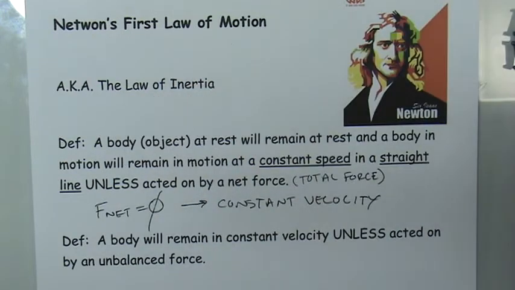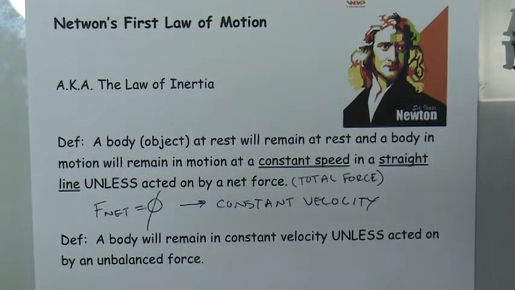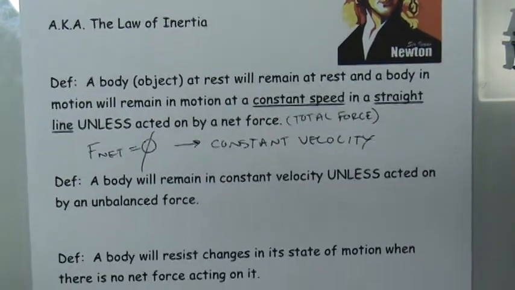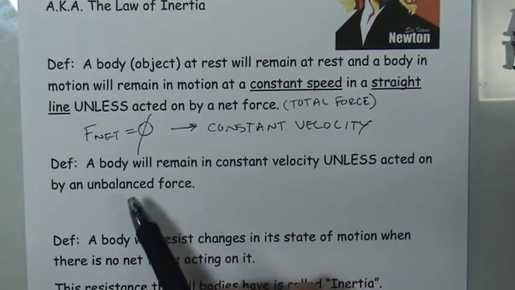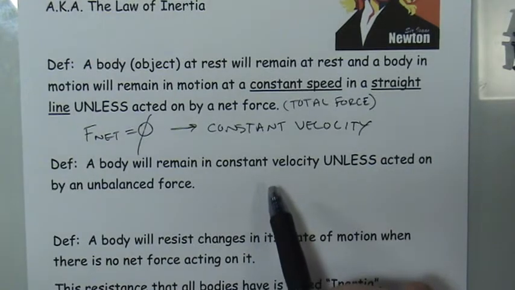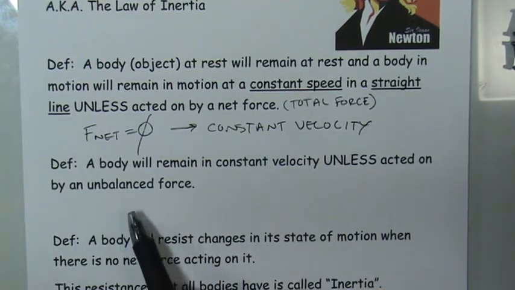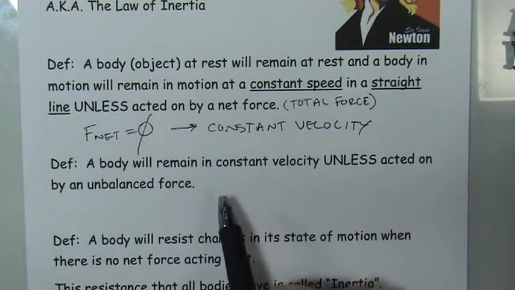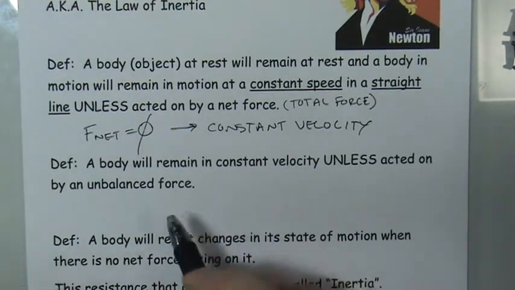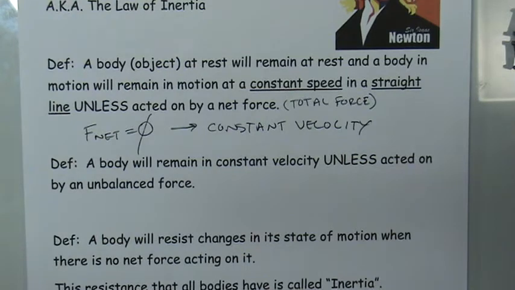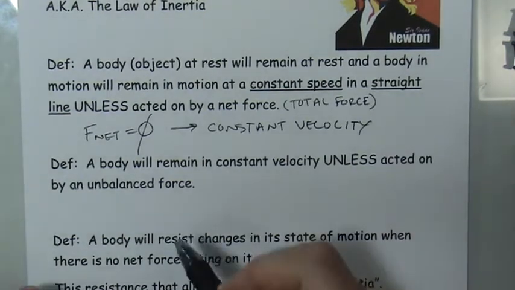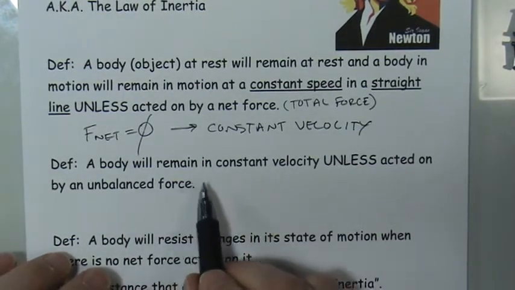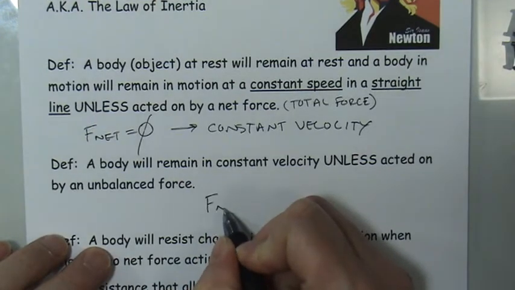So the basic idea behind the first law could really be summarized a little bit more concisely by simply saying that a body will remain in constant velocity unless it's acted on by an unbalanced force, or you can also say if it's acted on by a net force. So when the forces are balanced, then we get constant velocity. And you can imagine then, obviously, when the forces are unbalanced, we'll have acceleration, and that's what the second law is all about. So the idea behind the first law is that we get constant velocity when we add up the net force.